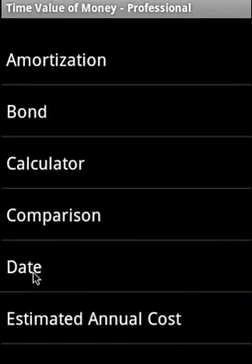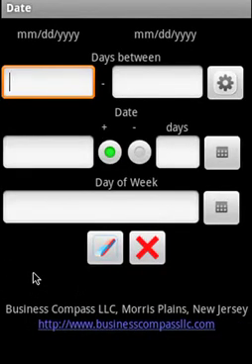Then date, you can actually do two things in this. You can basically find out the difference between two dates, and you can add or subtract a number of days or months or years from a date. You can also find out the day of the week.